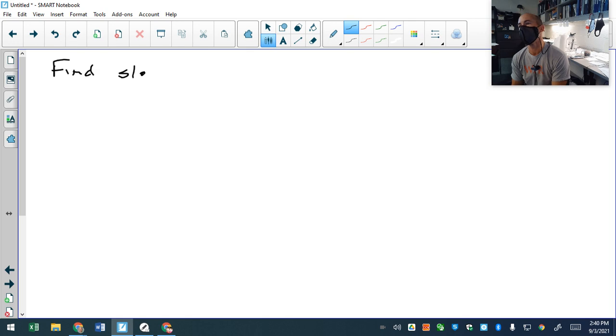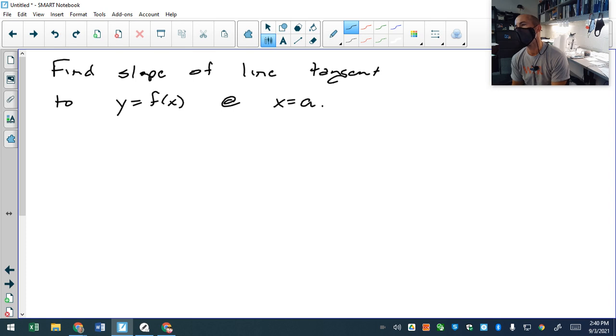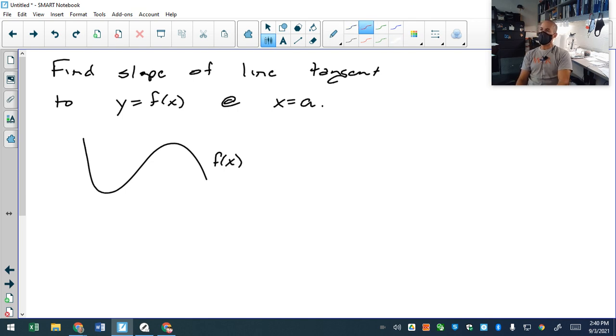Find the slope of the line tangent to y equals f of x at x equals a. Okay, so very generic. We don't have an equation. We don't have a point of tangency. It's just very generic. And so I'm going to draw a generic f of x. So there's my f of x. I have a point x equals a. That is where I'm finding my tangent. So here's my tangent line.